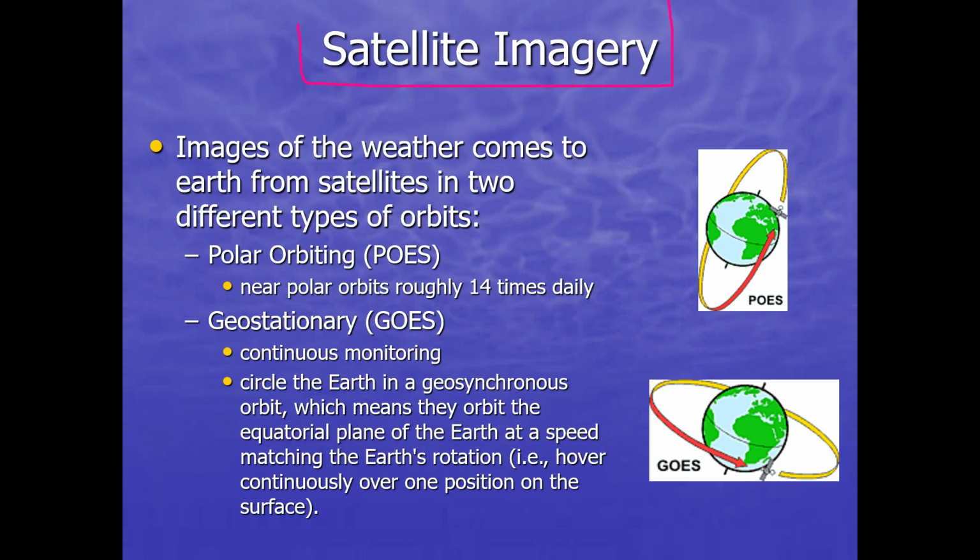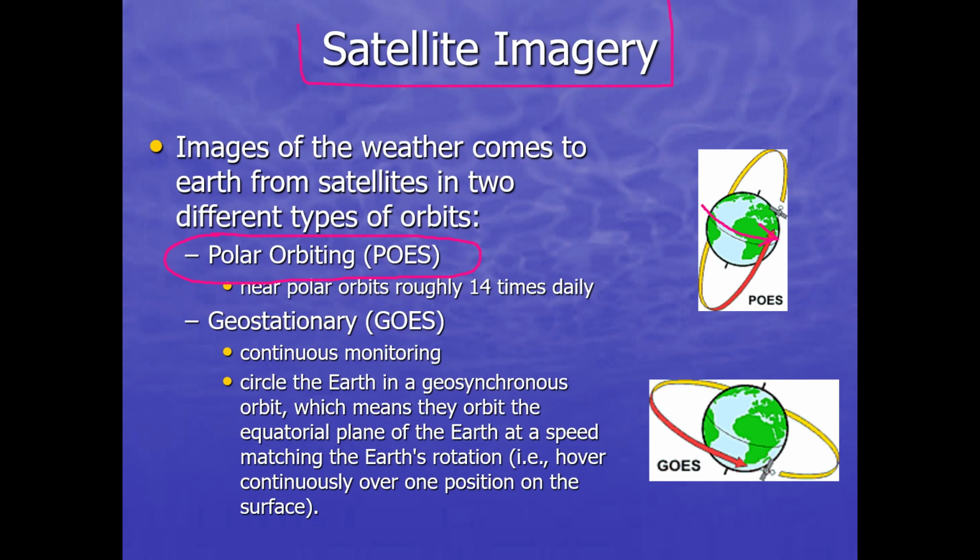You either have a polar orbiting satellite, which we call POES. These polar orbiting satellites are just that. They orbit around the north and south poles. So as the Earth rotates, these orbiters are basically going from North Pole to South Pole and around the Earth that way.